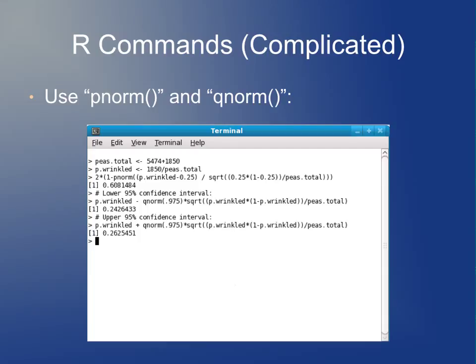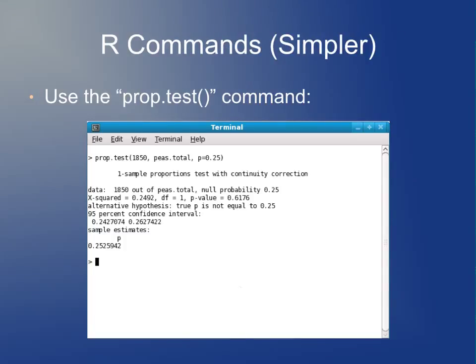That's kind of a pain. In practice, you don't want to do that. So there's another R command that's simpler called prop.test, where you feed it the proportion of successes, the total number of trials, and the hypothesized value of the proportion. And in this case, we get a p-value of about 0.62 and a confidence interval similar to what we saw in this previous slide. It's not identical for reasons that I'll discuss in a second.